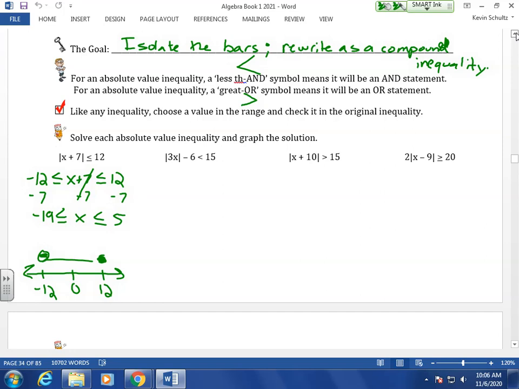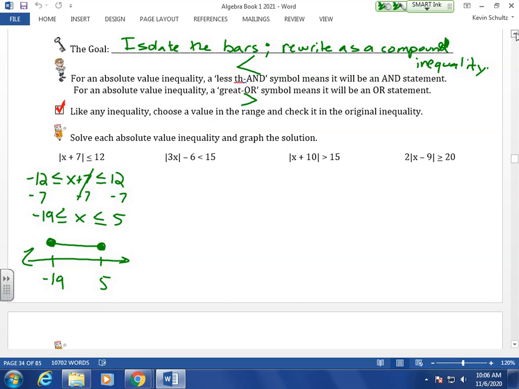Okay? So what the solution means now is that if we pick a value for x that's between negative 19 and 5, and we add 7 to it, that final value will be between negative 12 and positive 12. So our solution graph, just like you graphed compound inequalities in CO16, positive 5, closed circle above each of them, and you're connecting them.